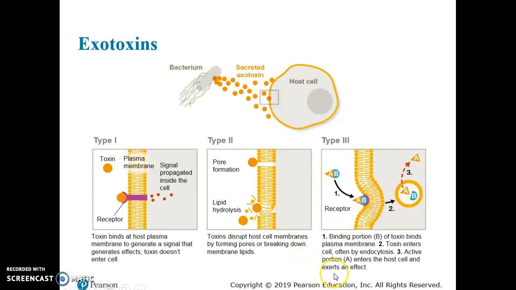And then type 3, these are 2-part proteins. It's sometimes referred to as an AB protein, where there is the binding portion, the B part, of the toxin that binds to the plasma membrane. This could be a receptor here. Then the toxin enters the cell by endocytosis, being brought in. Once it's brought into the cell, that toxin breaks apart into the different AB portions, and the A portion is actually what causes the effect on the host cell.